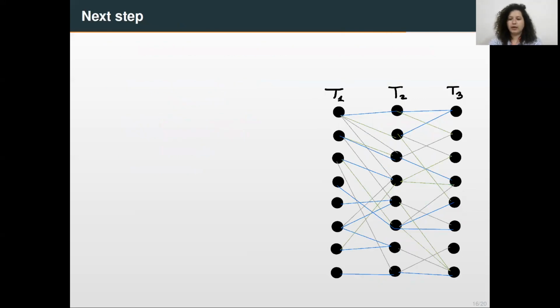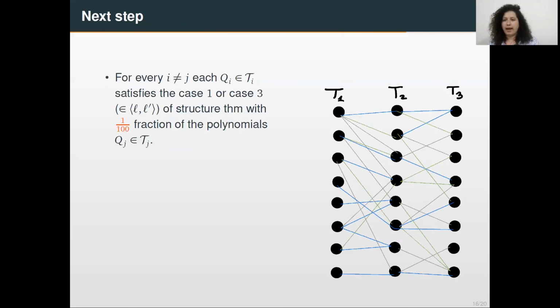The other case we considered is that every node has either a constant fraction of blue edges or a constant fraction of green edges. So that means that every polynomial qi satisfies either case 1 or case 3 with 1% of the other polynomials. And recall that by case 3, we mean that it lies in an ideal generated by two linear forms, or what I called the low complexity case. So it is a polynomial of low complexity.